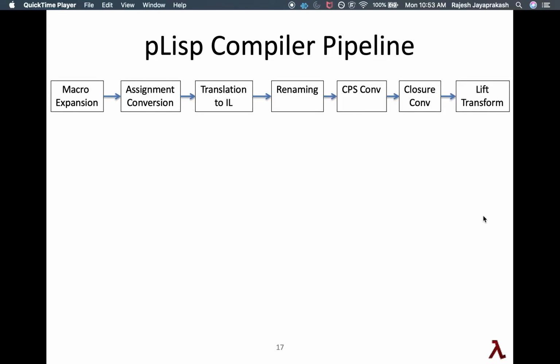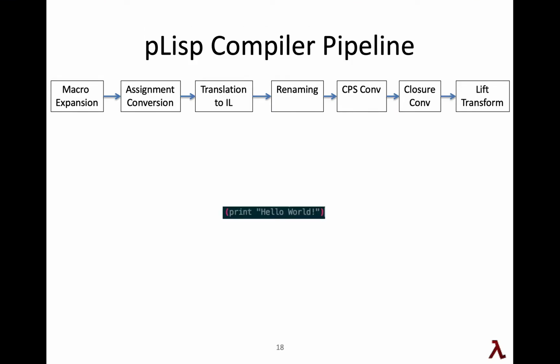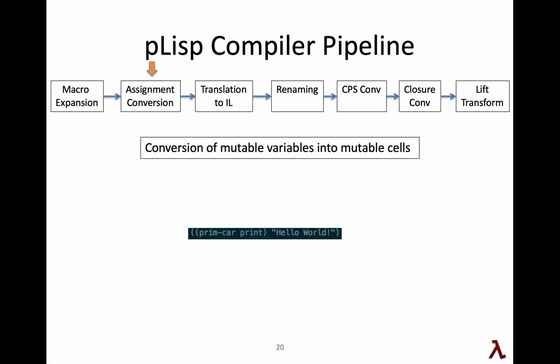Moving on to the pLisp compiler pipeline, we have these 7 steps that are the compiler passes. You start with a macro expansion where all the macros are evaluated, and you end up with code which doesn't have any macros. Next, you do an assignment conversion where you convert all the mutable variables into mutable cells. So what happens here is that the link between a variable and its contents is always fixed, but what is stored in a content can change.